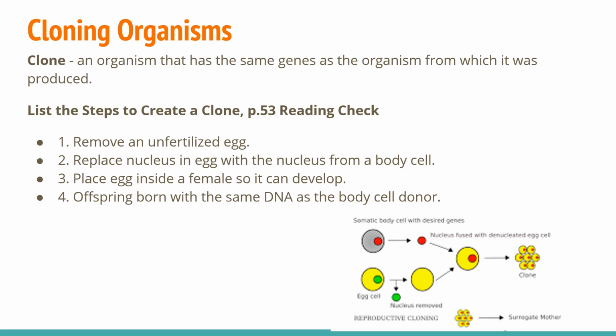1, we're going to remove an unfertilized egg. 2, we're going to replace the nucleus in the egg with the nucleus from a body cell. 3, we're going to place the egg inside a female so it can develop. And 4, the offspring is born with the same DNA as the body cell donor. So we'll have an offspring that has all of the DNA of the body cells of whatever the donor is.